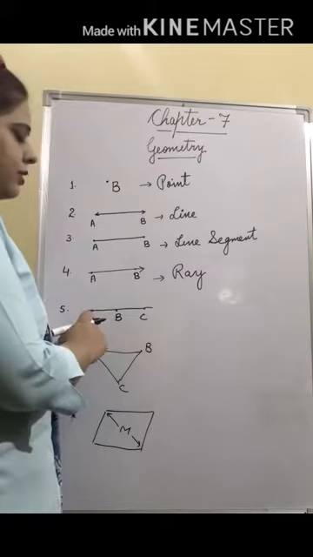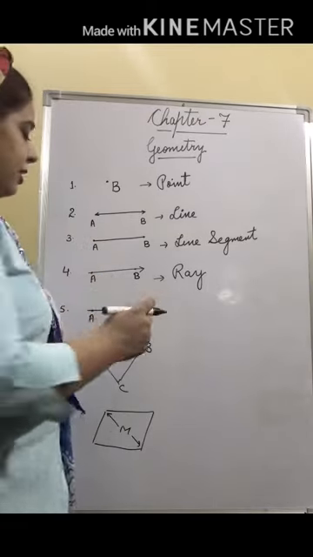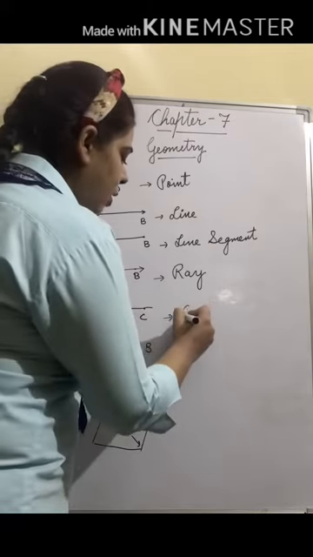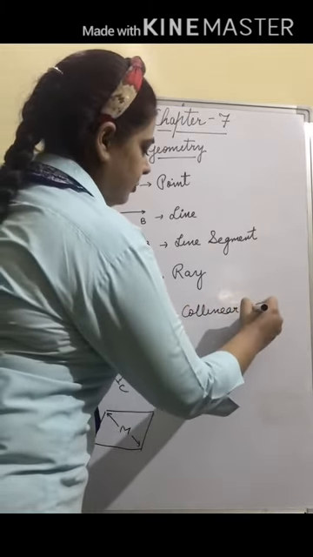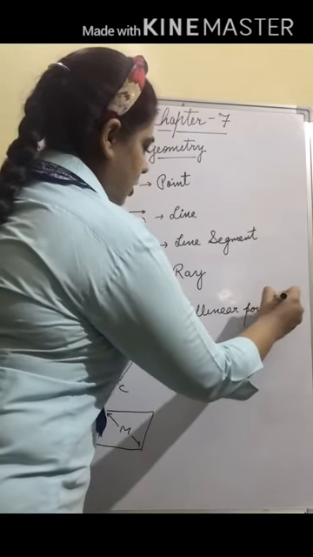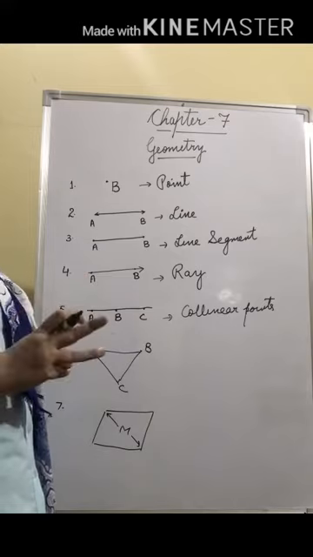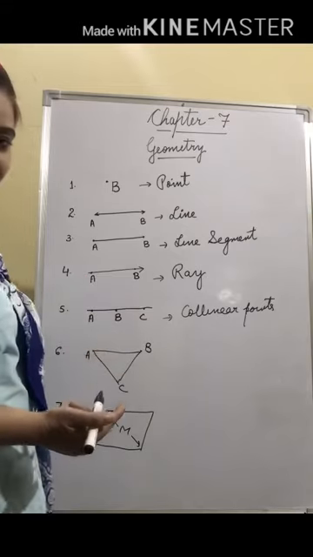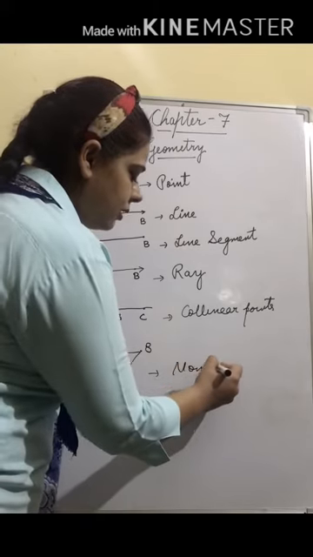Now next is, A, B and C are 3 persons. ये 3 persons हैं और तीनों एक ही स्ट्रेट लाइन पे हैं. So what does it mean? These are collinear points. Now next, you can see A, B and C are 3 persons which are not on a straight line. So these are non-collinear points.